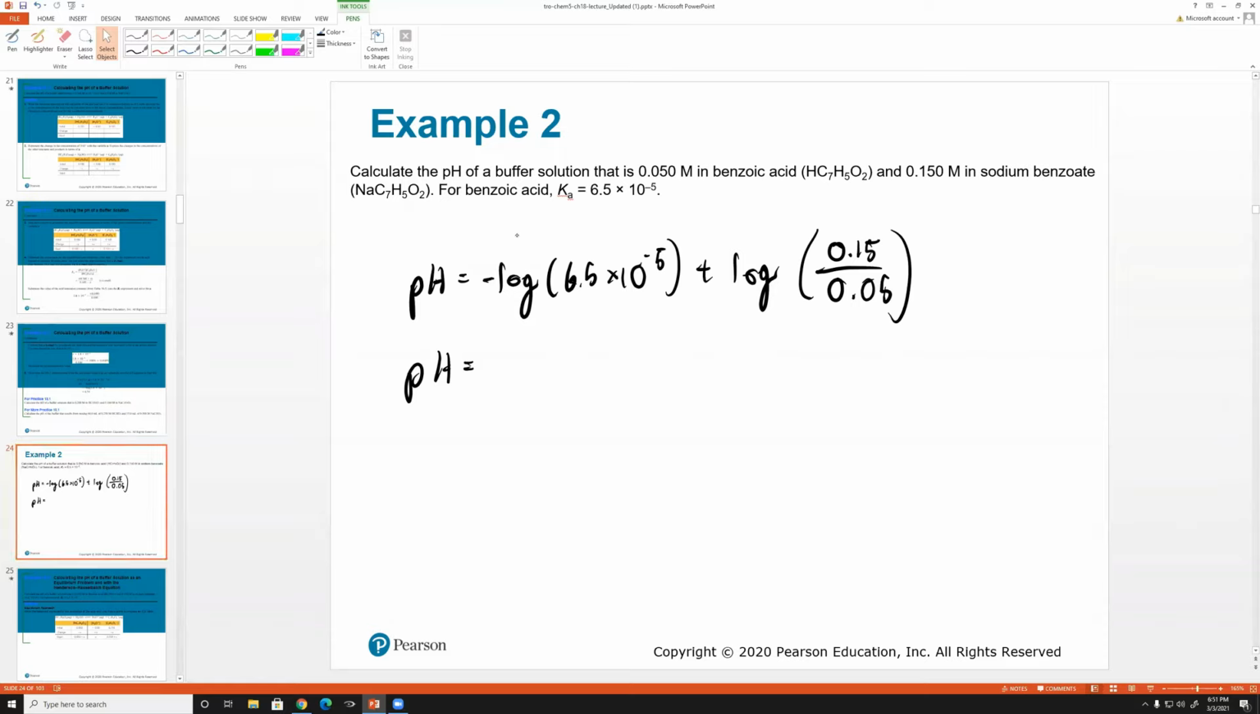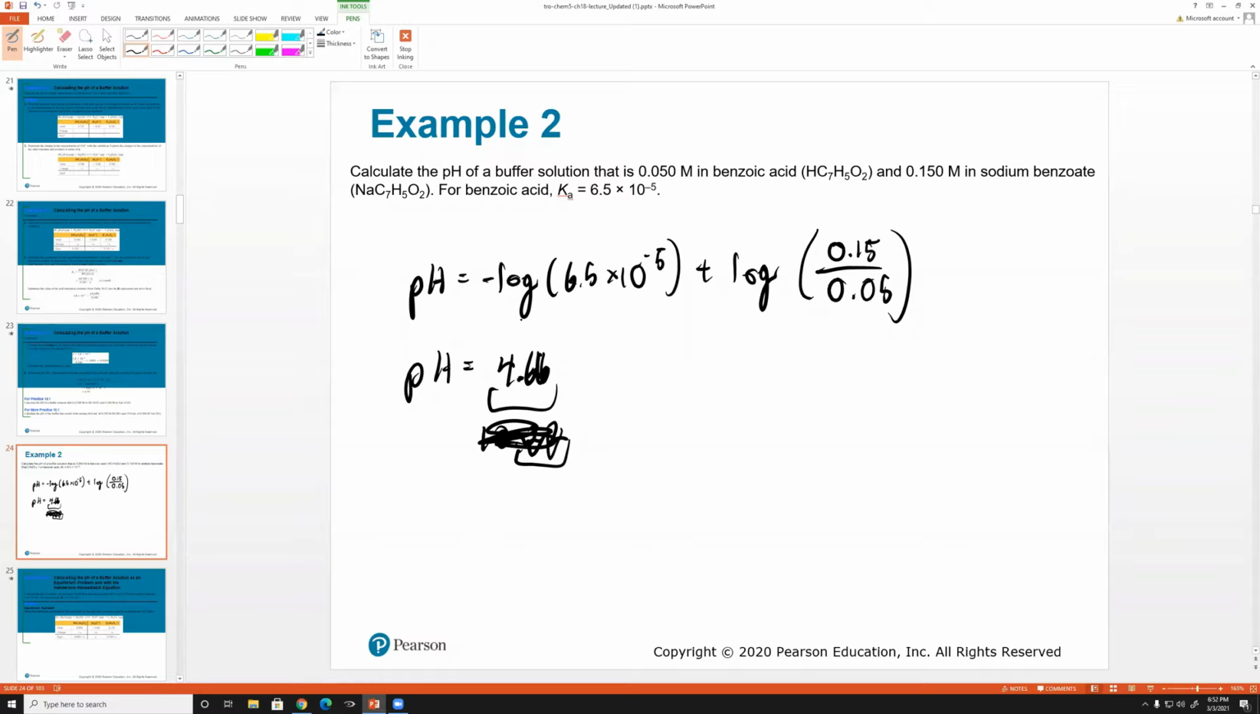4.6. That looks right to me. 4.66. So on the homeworks, pHs normally to 3 sig figs. If you have one that's like 10.2, you can do 3 or 4. 2 decimal points. We'll put it that way.